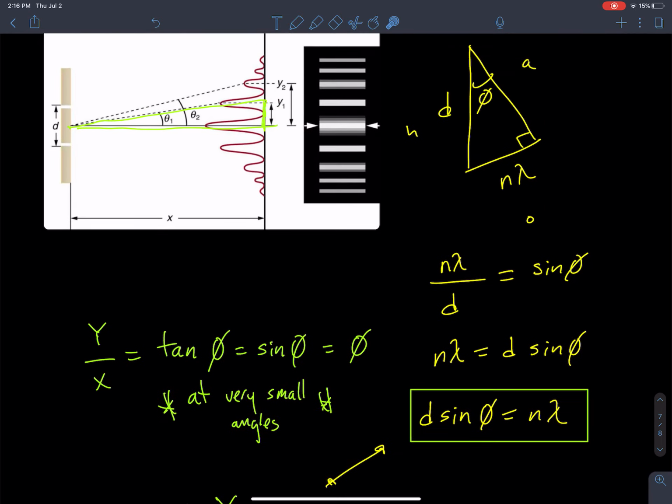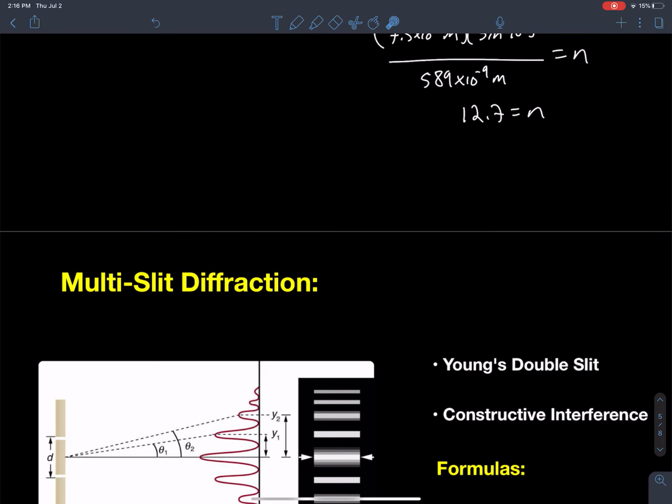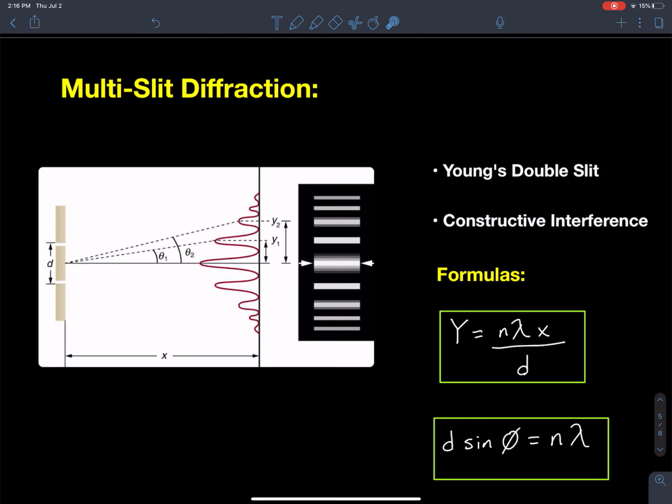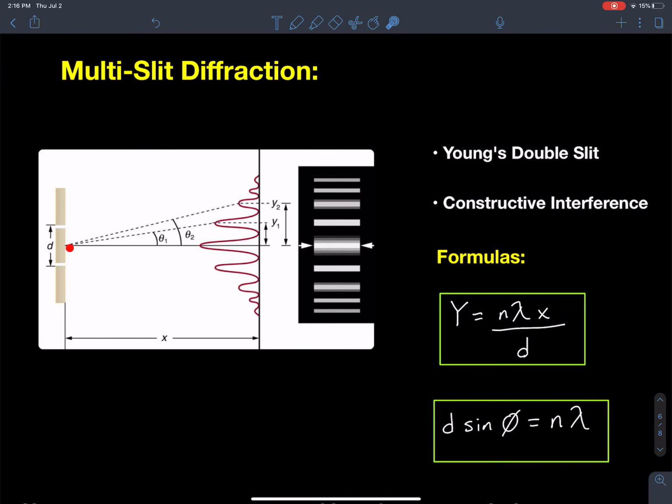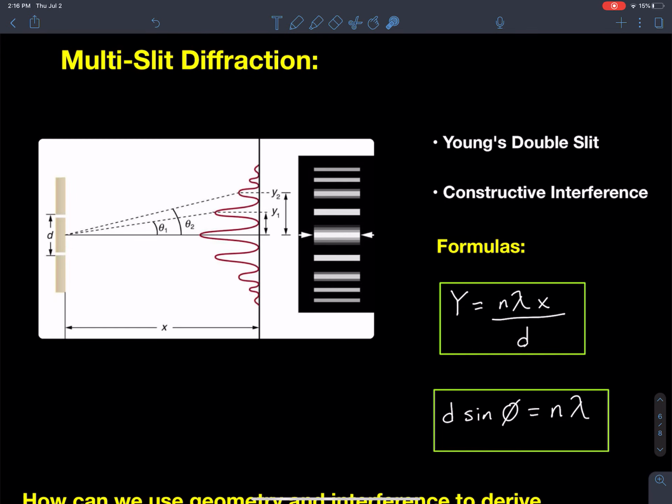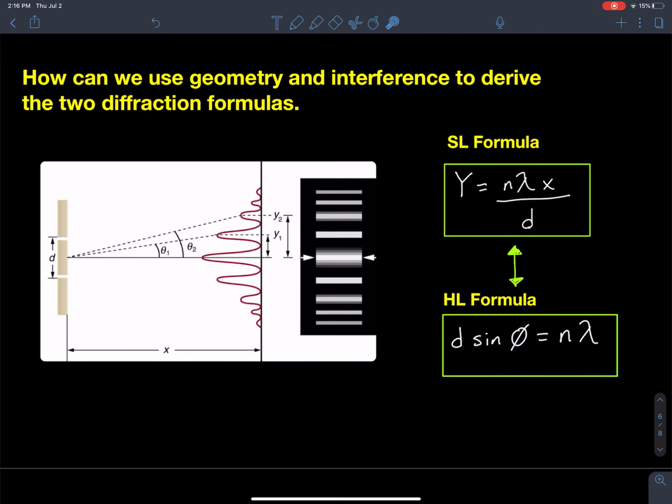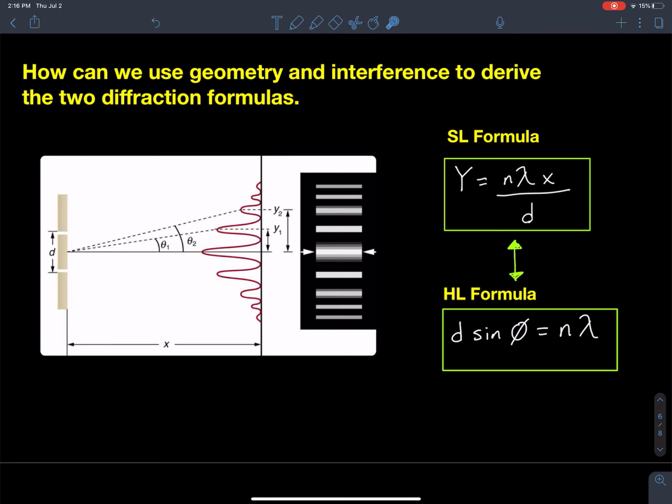Just as a quick review, what we did in this video and what you should be able to do is explain the geometry and interference that occurs to create this pattern when you have multiple slits. The most important thing to understand in comparison to single slit diffraction is that multi-slit diffraction is constructive interference. There's two formulas that we can use. This formula applies to both types of diffractions, and you have to be able to explain it using geometry, and that is done by looking at the path length difference.